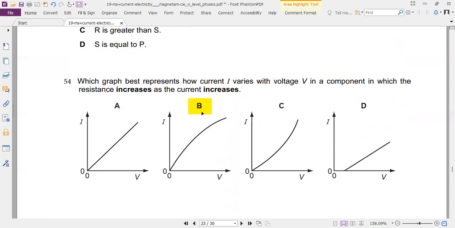Why is it not A? Well, in A, the resistance and current are constant. The voltage over current, V over I, any gradient will be the same. But here, the gradient will be larger than this one. So resistance has increased here. That's why the current has decreased. This one is not possible. This one is also possible.